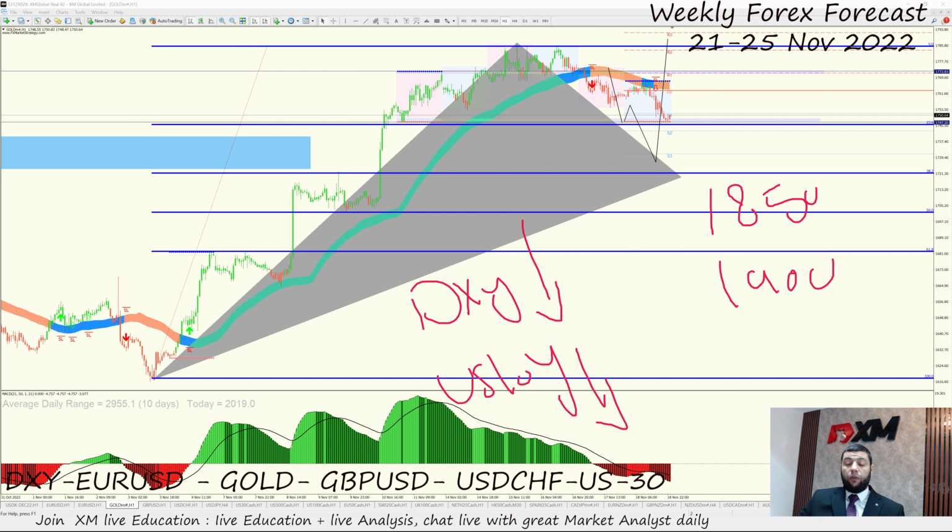Okay, so right here, what we're looking for on the gold is either to finish the correction at 1750 or actually go down to 1721. Either case, we're only looking for a correction to finish.